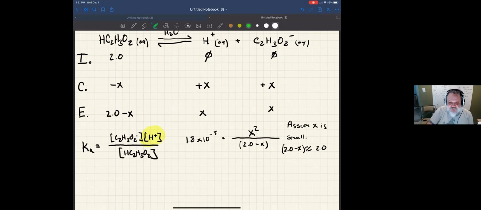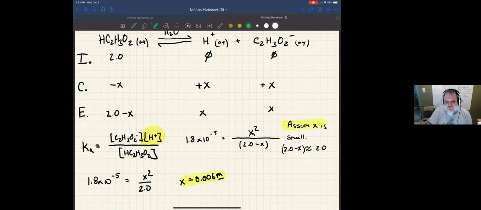Okay, so what happens if I make this assumption? Then this boils down to 1.8 times 10 to the negative fifth equals X squared over 2, and that I can solve, right? So then I get X equals 0.006 molar after I multiply 1.8 times 10 to the negative fifth by 2, and then take the square root. Okay, so let's see, is X small compared to 2? Well, yeah, it is. If I subtract X from 2, then I get 1.994, and that is essentially 2. And so the assumption is valid in this case.